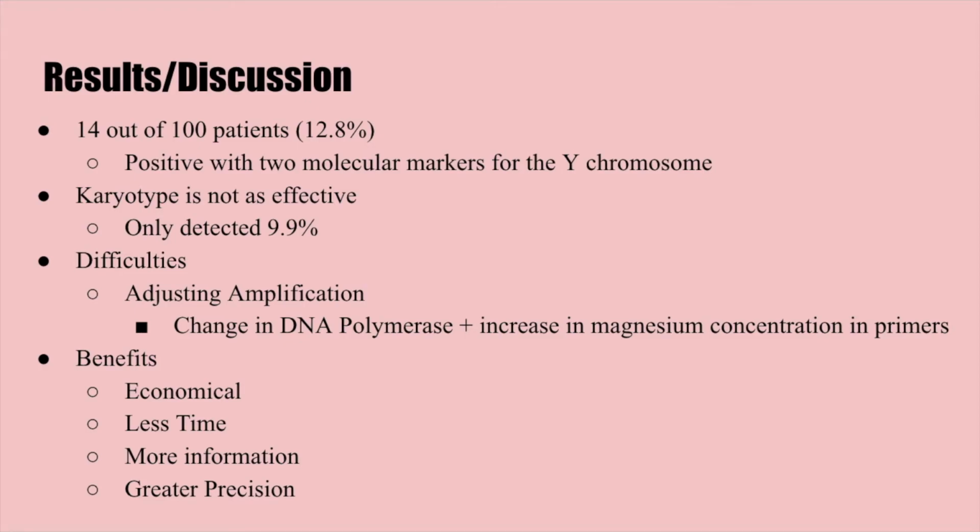The experiment, because of the fact that you used less reagents, there was less time taken in completing the experiment. You also got more information per unit of time, and there was greater precision and less error because less reagents and materials were used.